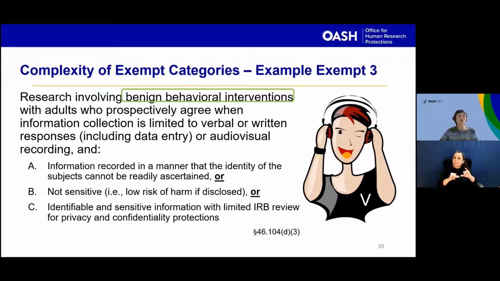There's a special understanding of what you mean by benign. What do you mean by behavioral interventions? Adults, what do you mean by that? Who prospectively agree. Again, what do you mean by that? Does it mean formal informed consent? Does it mean no consent? What does it mean? And then also information collection is limited to verbal or written responses, including data entry or audiovisual recording. What on earth does all that mean? So what I'm trying to show you and tell you is that it's not easy to understand what all these things actually mean as they're written in the regulations.